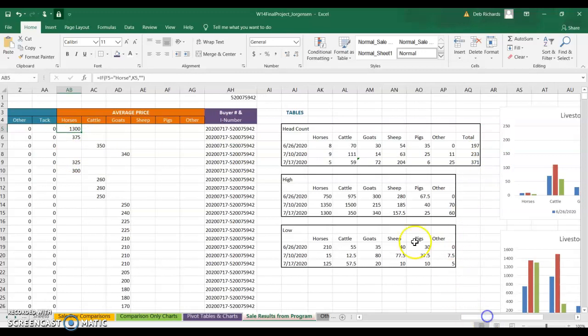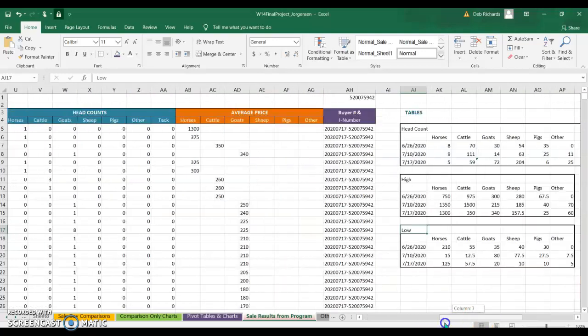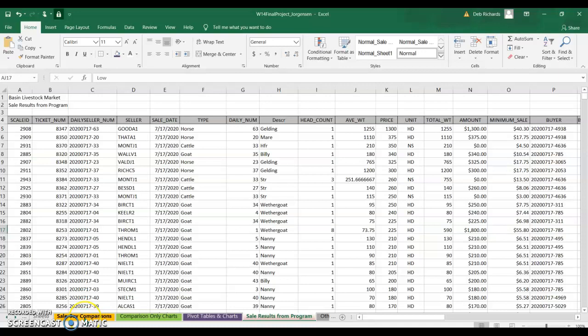So over here, you can see I created some tables that would calculate the high and the low for me. This one does the max, this one does the minimum, and then this one does the sum. And so it gives me the totals, and this one gives me the high, and this one gives me the low, which I used for my tables. You can see my tables right here too, but I also used them for my other tables on the other pages.